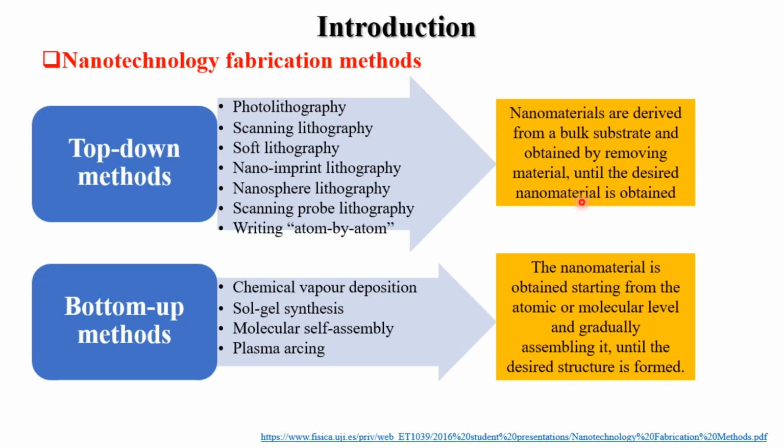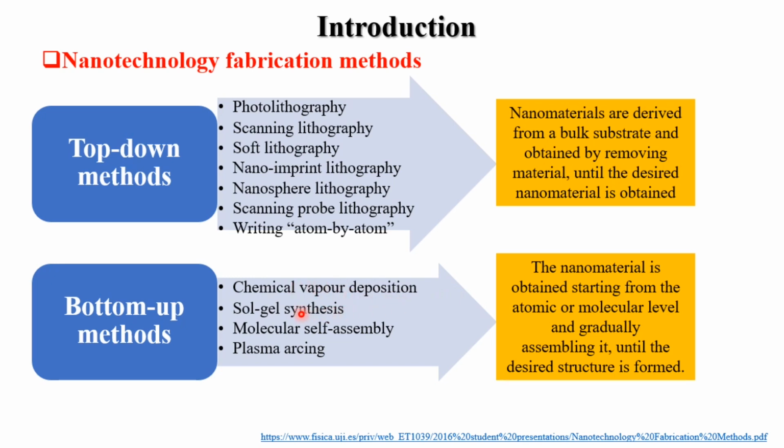So first we take the bulk material, then we go to the nano size by removing the material, while on the other hand, in bottom up methods, we go from the atomic and molecular level and then gradually assemble until the desired structure is formed.